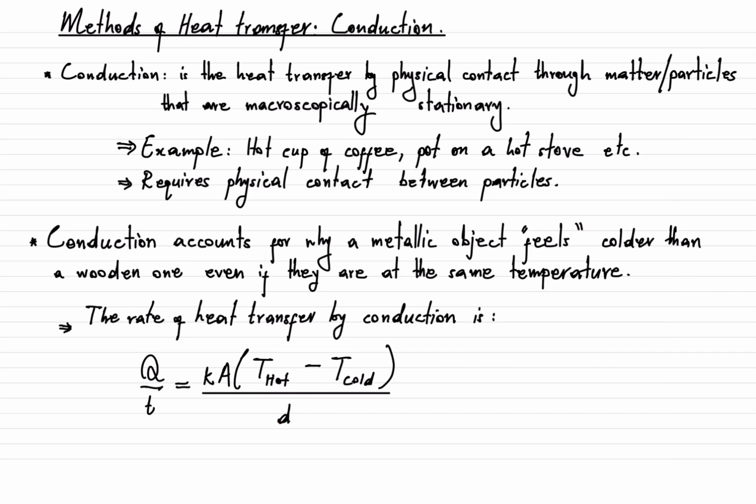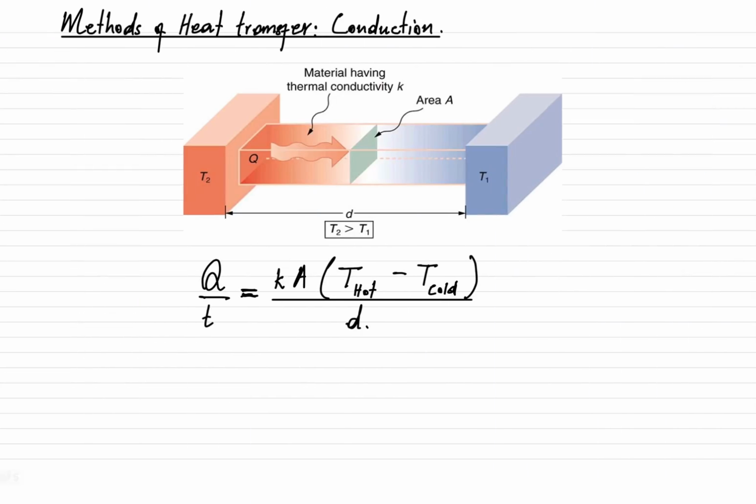And D here refers to the thickness of the object, or rather the thickness between the surfaces that contact each other. The picture after this will make things clear. So pictorially, we might imagine that there is our hot object and here's our cold object. But these two are put into physical contact through some other object here. We know that heat is going to flow this direction because this object has a higher temperature than this object.